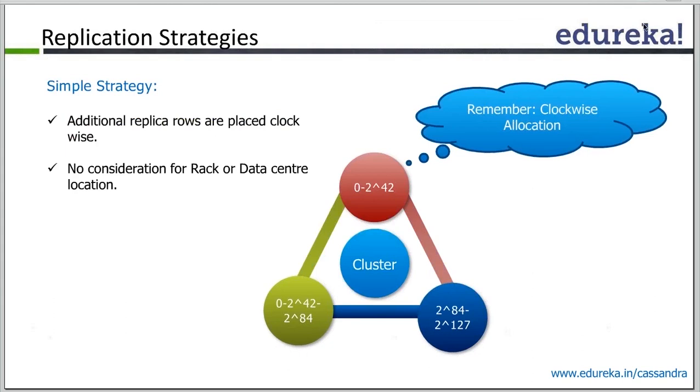Pretty much again the similar stuff which we talked about. Simple strategy naturally uses the clockwise nodes. There is absolutely no consideration for rack and data center location in the case of simple strategy, but in the case of network topology strategy, it automatically takes care of that.